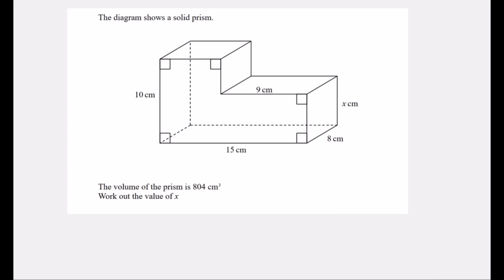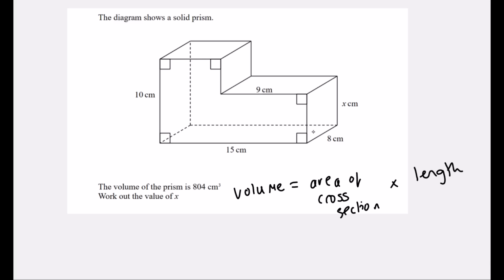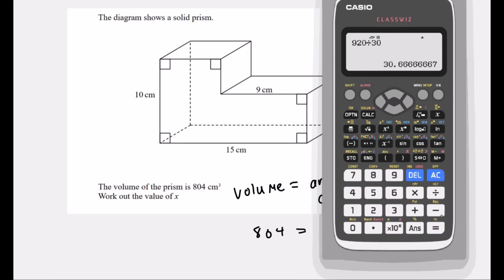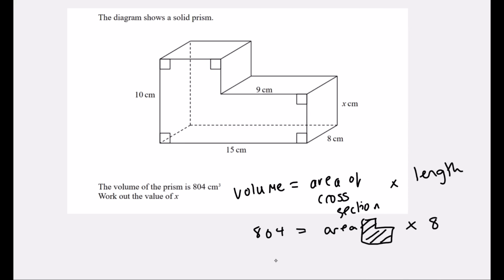Question 19. The diagram shows a solid prism. The volume of the prism is 804 centimeters cubed. Work out the value of x. So the volume of a prism is equal to the area of the cross section, so the area of the front, times how far back it goes. So times 8. So 804 is the area of our front times 8. So if we do 804 divided by 8, we get 100.5. So the area of our front shape must be equal to 100.5 centimeters squared.